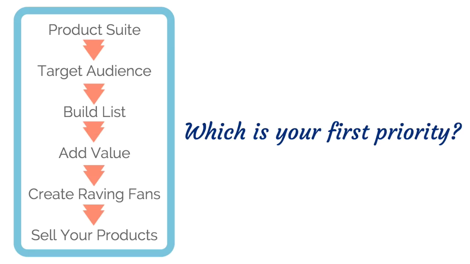So in our first module, we had a look at the business system overview, and you'll see on the screen here: product suite, target audience, build your list, add value, create raving fans, and sell your products. So I want to put it out there, have a little think to yourself, which would you start with? Which section of the business system do you think you would start your foundation with to build this new product or service and your online business system?